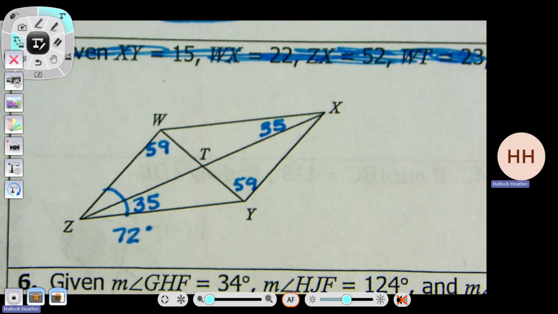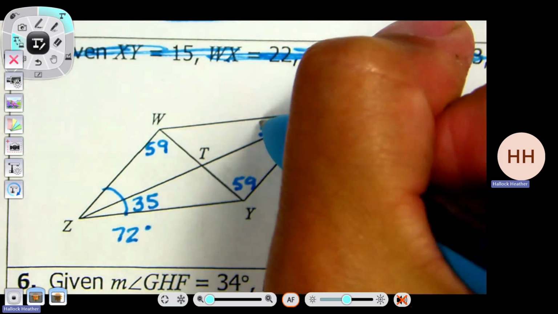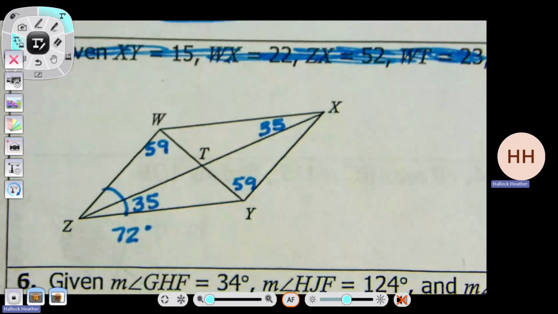Oh, that's a 35. I know, it looks ugly. That's a 35. That's a 3. 35. Yes. That's perfect.